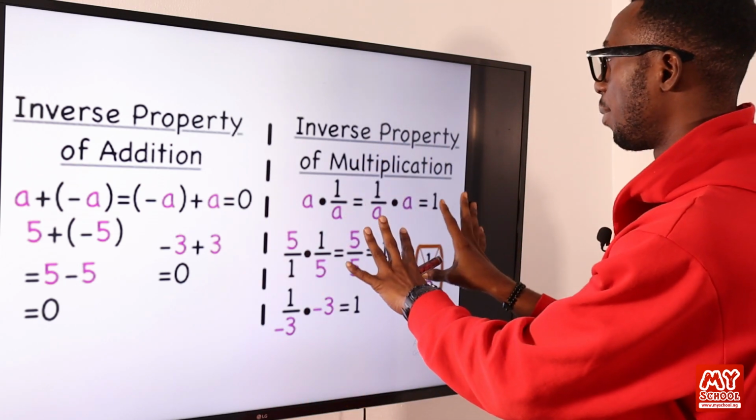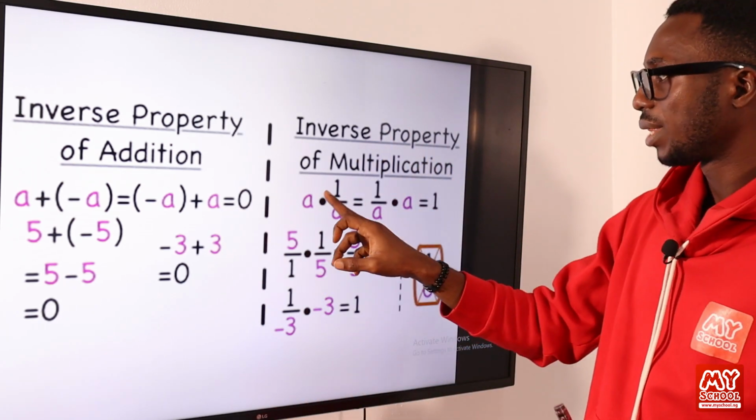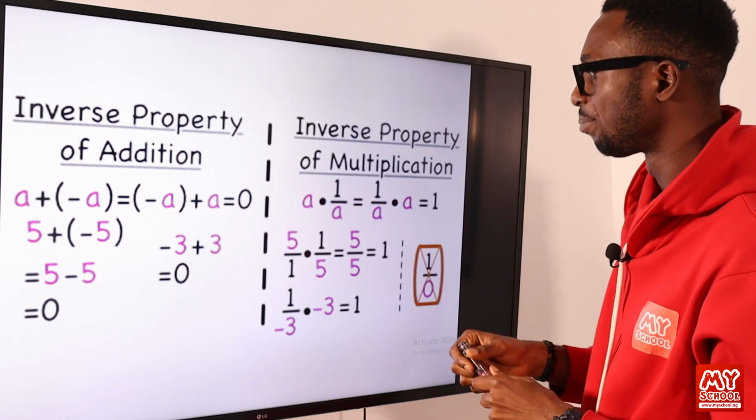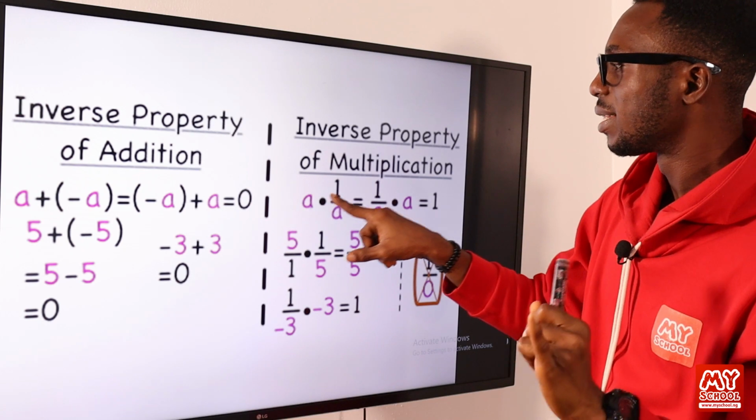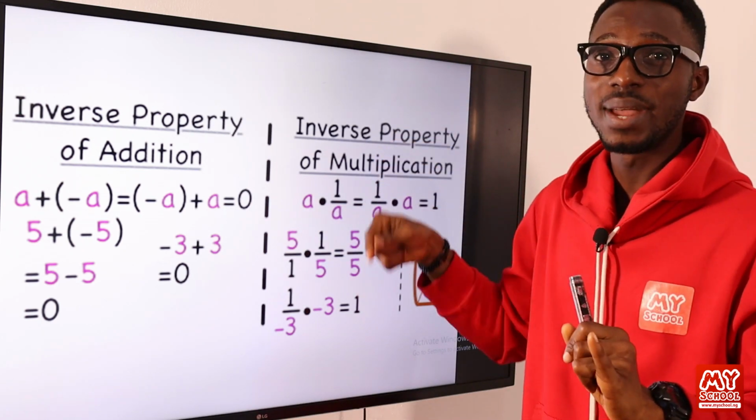Now look at the inverse property of multiplication. You are basically saying that it will be the combination of the original element times 1 over the element itself.